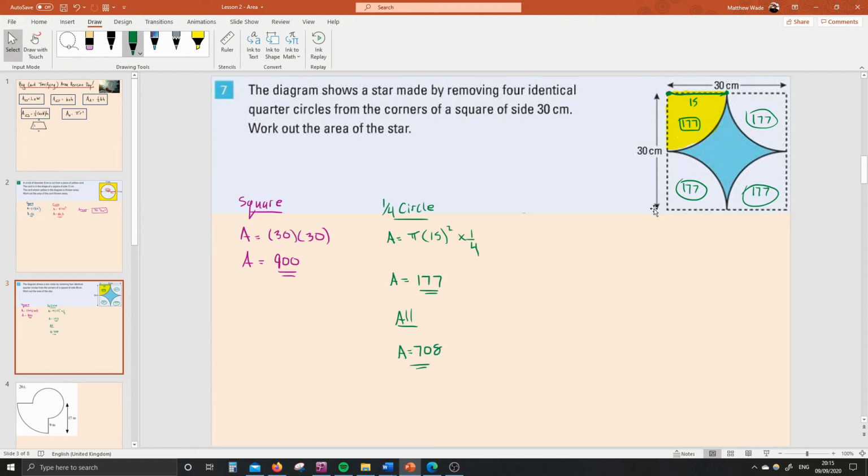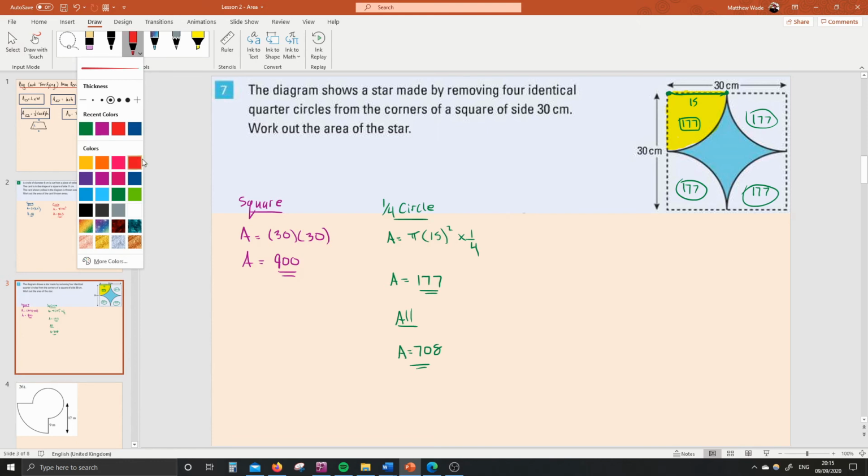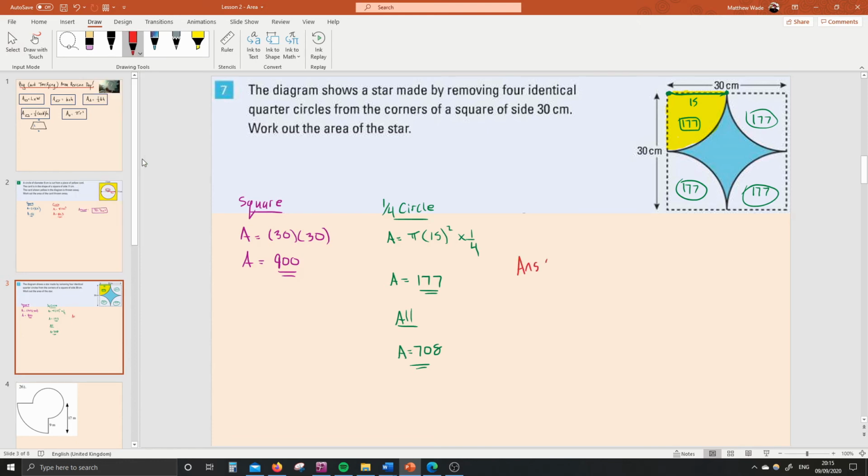Okay, who sees the shortcut? Good. If you spotted that you didn't actually need to divide by 4 in this case, because these 1, 2, 3, 4 together made a whole circle, you could have just binned off the quarter bit and done it in one step, which would have been perfectly acceptable too. Cool. But anyway, it's 708, and that means our final answer is going to be 900 take away 708, which is 192. And because it's a final answer, it needs units: 192 centimeters squared. So I hope that's okay.